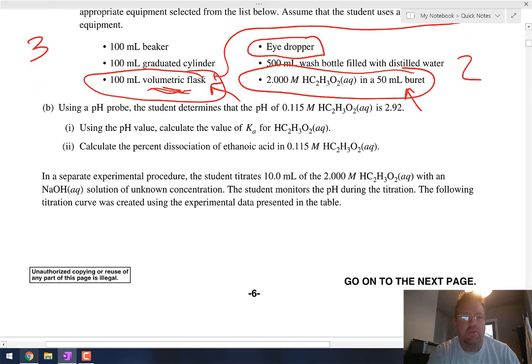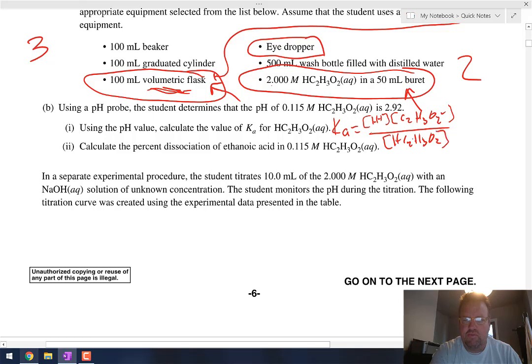Okay, part B, using the pH probe, the student determines the pH is 2.92. Calculate the value of Ka. So first of all, the Ka expression is going to be the concentration of H plus times the concentration of the acetate ion over the concentration of the original acid. Obviously, we leave water out.